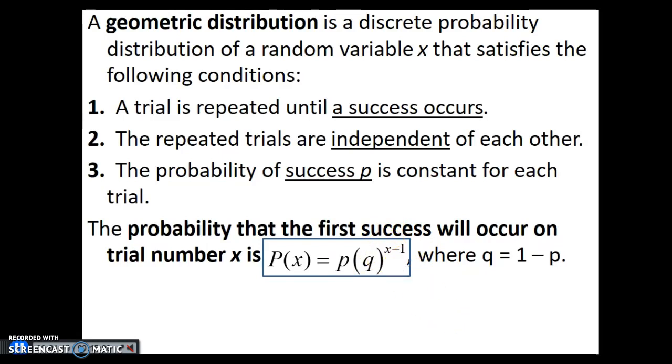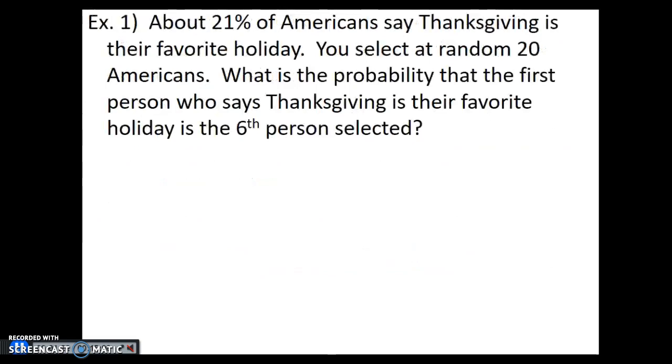So it's a pretty straightforward formula, but distinguishing when it's this scenario versus a binomial will be important. An example of this is that 21% of Americans say Thanksgiving is their favorite holiday. You're going to select at random 20 Americans and keep asking the question about their favorite holiday. We are going to find the probability that the first person who says Thanksgiving is their favorite is the 6th person you select. So even though there technically is a fixed number of trials, we are calculating when the success occurs. And if that's the case, this is going to be one of the geometric distributions.